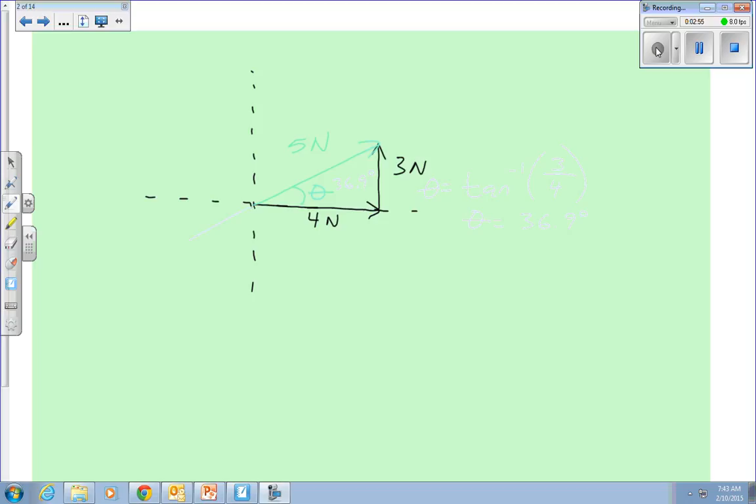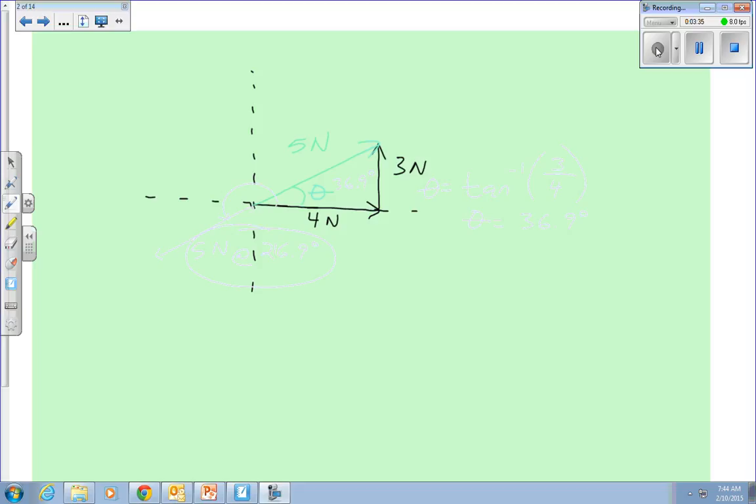To get the equilibrant force, it would be equal in magnitude, so 5 newtons, but opposite in direction. So we would add 180 degrees to that 36.9, which would be 216.9 degrees. So that's once again how you find an equilibrant force. You find the resultant of the forces that are acting on the object and the direction that that resultant is acting in, and you add 180 degrees to it.